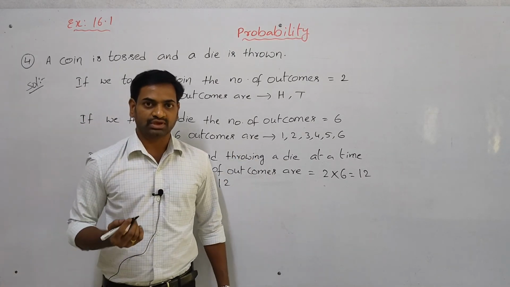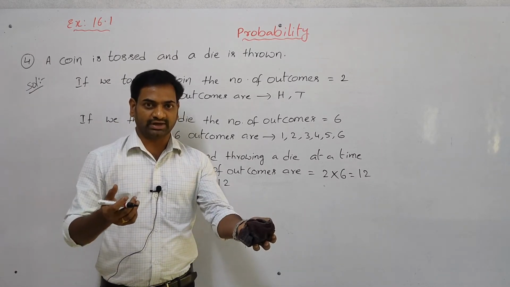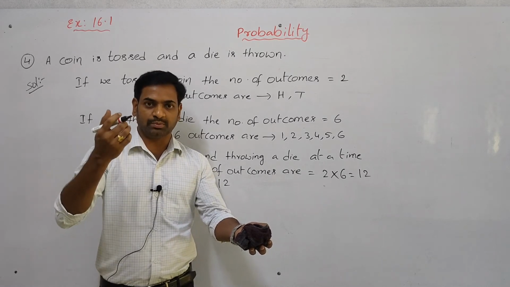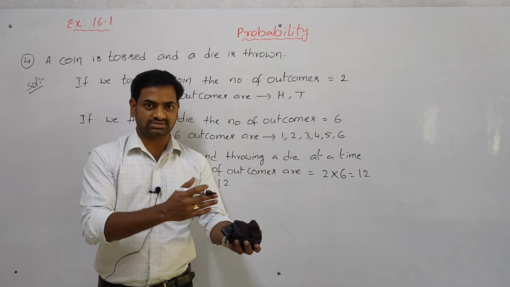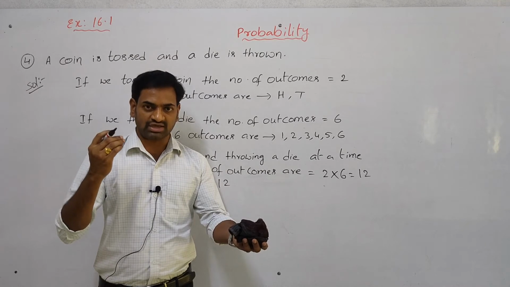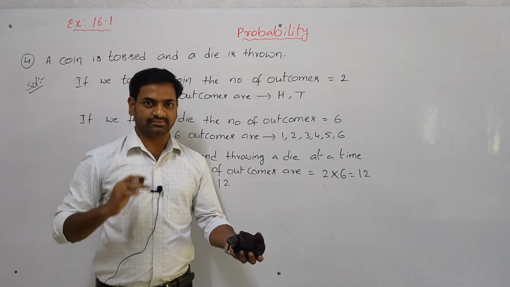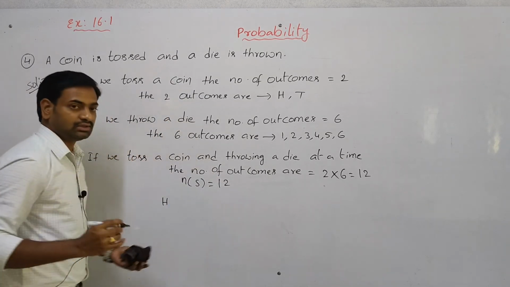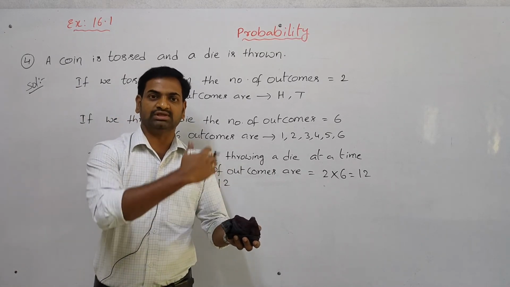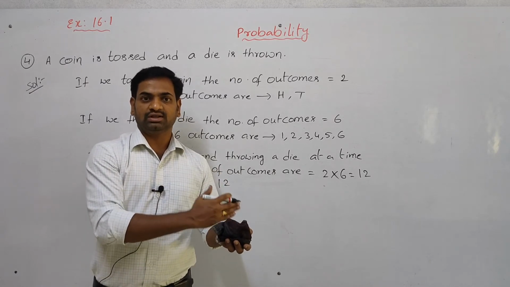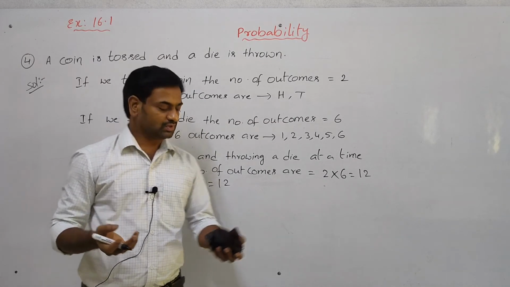Let us check. See here, in this hand I am tossing a coin, in this hand I am throwing a die. If you toss a coin, you may get head or tail. If you throw a die, you may get 1, 2, 3, 4, 5, 6. Now suppose first time I am getting head. On the die, the number may be anything. So how many possibilities are there? 6 possibilities.